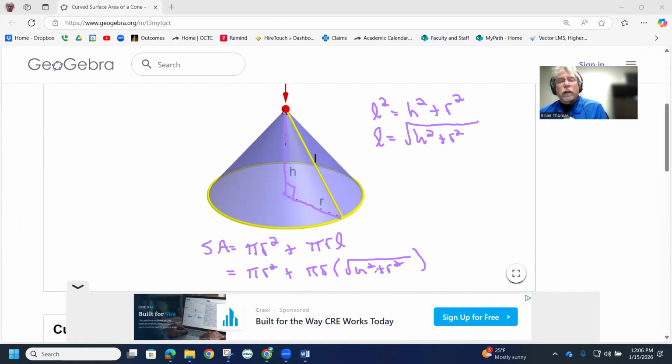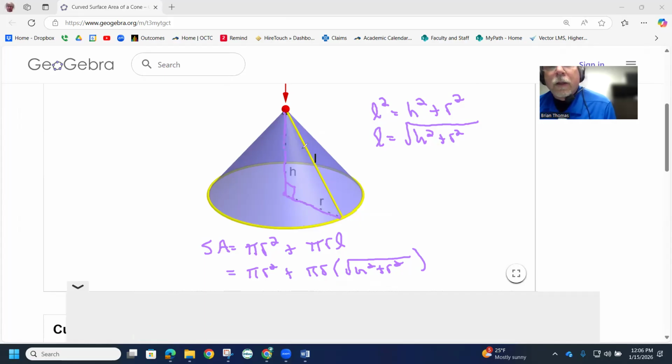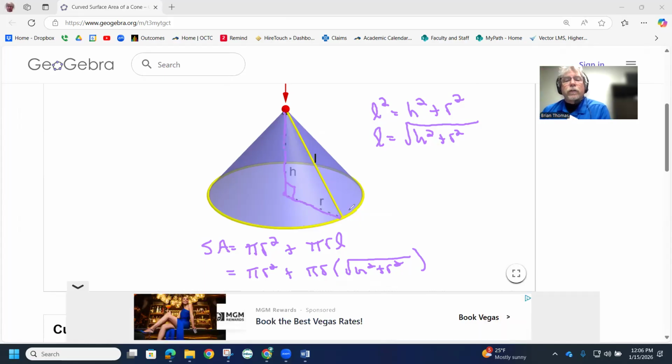So technically, we only need to know the height and the radius to find the surface area. I don't have to know the slant height because I can use the Pythagorean theorem to find it. So this formula, based on what's given, has a couple of different versions of it.